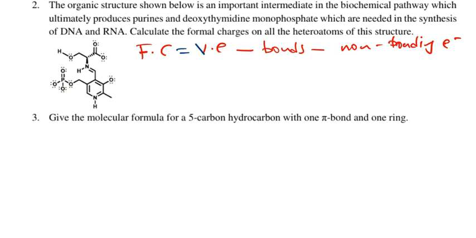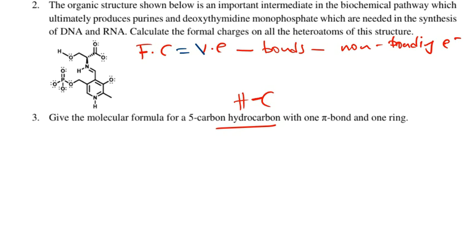Now look at the third question. Give a molecular formula for a 5-carbon hydrocarbon with 1 pi bond and 1 ring. So a hydrocarbon only contains hydrogen and carbon atoms. So 5-carbon hydrocarbon with 1 pi bond and 1 ring. Feel free to pause the video and try out this question.